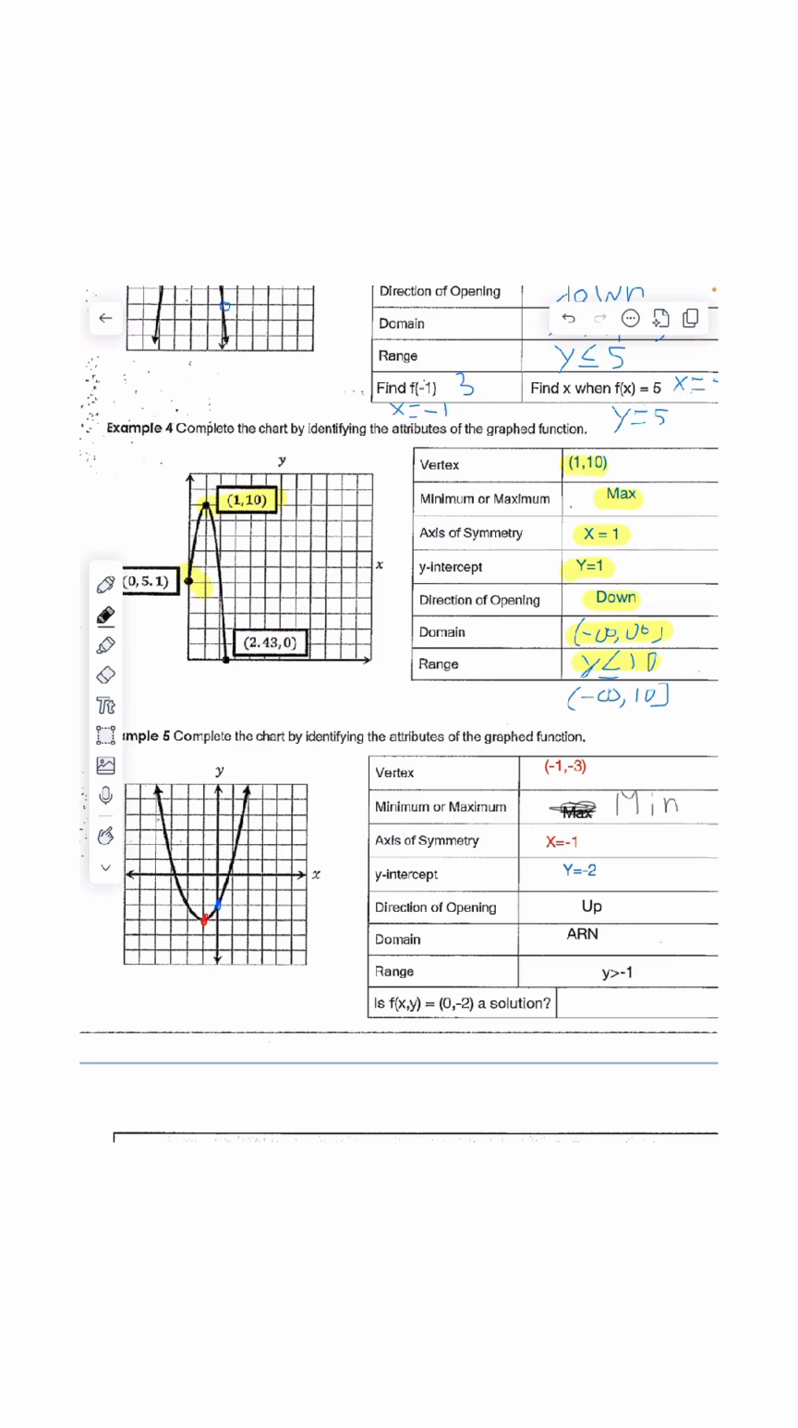Now, one part that we didn't talk about in the other examples is if f(x) equals... y equals, the ordered pair (0, -2). Is that a solution in the graph? Meaning, is it part of the graph? Is that point out there? Where is that part of the graph? Well, if I look where (0, -2) is on the graph, I notice that it's where that blue dot is. (0, -2) is that blue dot. Is that part of the graph? It is riding along the graph, so I would say yes, that is a solution to this graph.